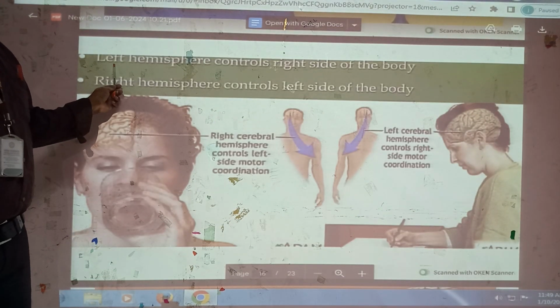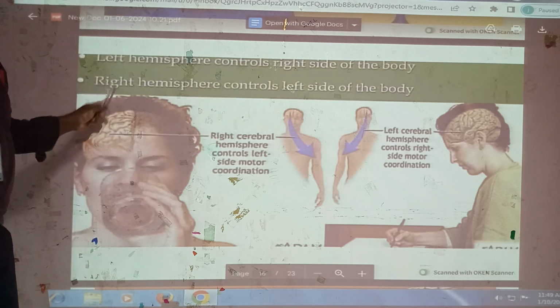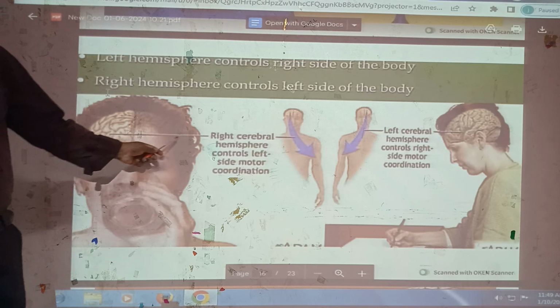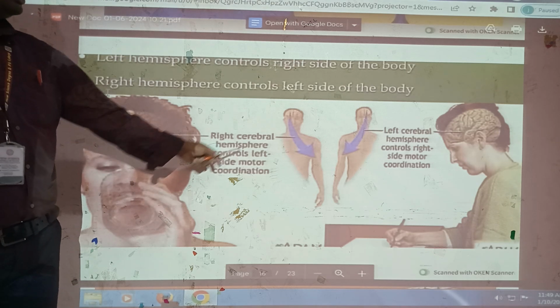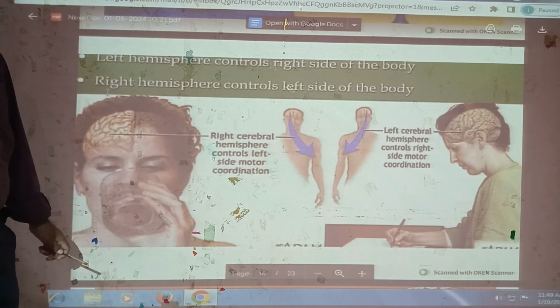Another important point: the left cerebral hemisphere controls the right side of the body, and the right cerebral hemisphere controls the left side of the body. The right cerebral hemisphere controls left-side coordination, and the left cerebral hemisphere controls right-side coordination.